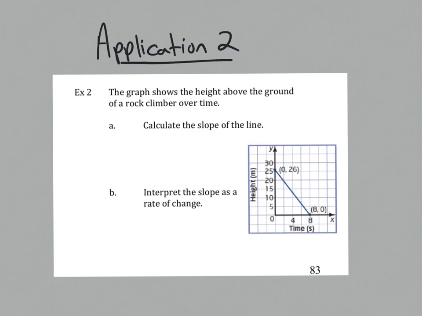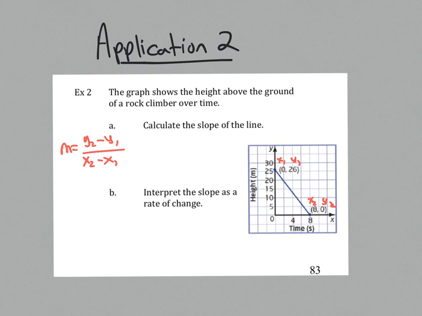Application number 2 here, the graph shows the height above the ground of a rock climber over time. So if we find the slope, right, I just need to think about my formula again. M equals y2 minus y1 over x2 minus x1. And I have 2 points on the graph, so I can call those my x1, y1, and this one would be x2, y2. Doesn't matter which you make 1 and which you make 2 as long as they're paired up correctly.